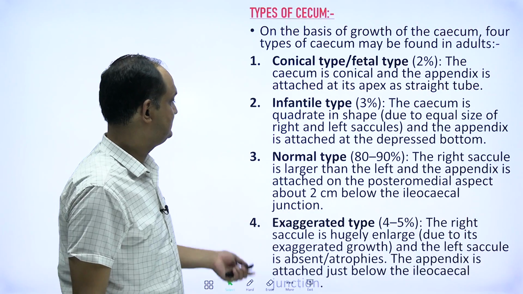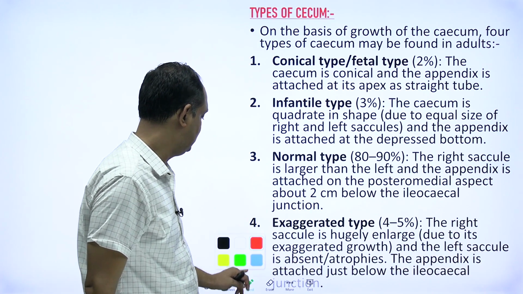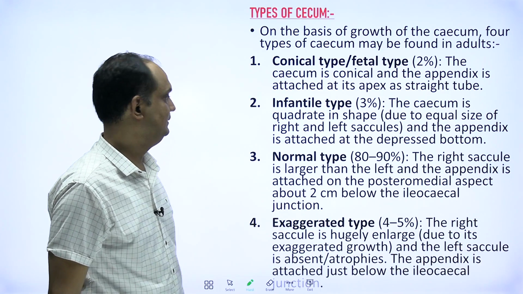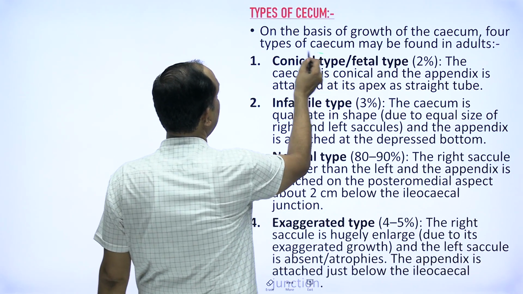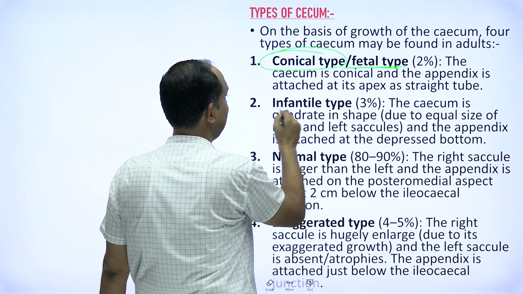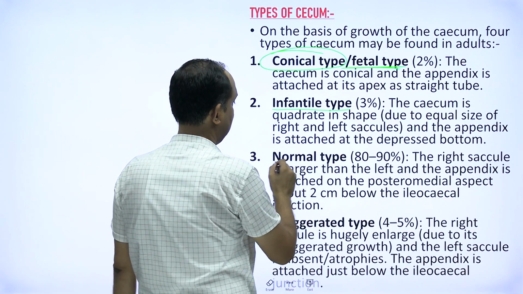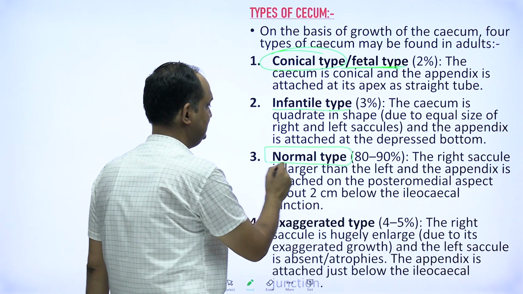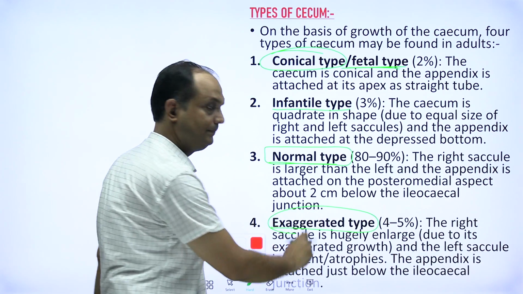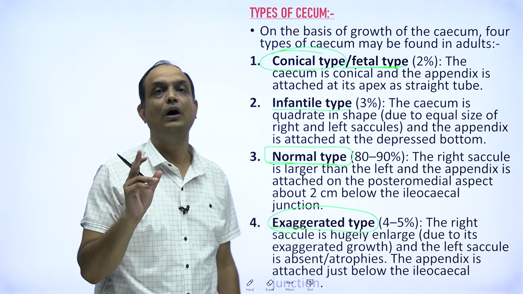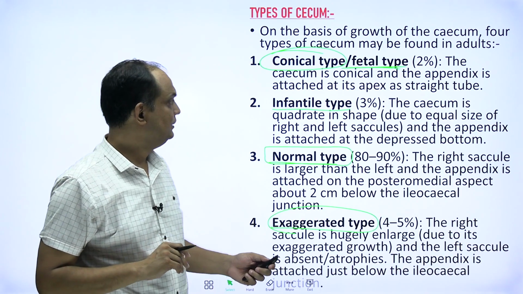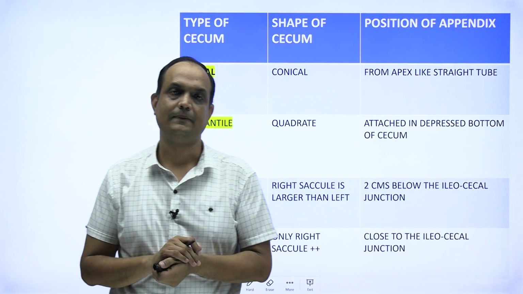So on the basis of this development, you have further types of cecum. There are four types of the cecum. One is known as conical or the fetal type. Second is the infantile type. Third is the normal adult type of the cecum. And fourth is the exaggerated type of the cecum. So how do you differentiate these four types of the cecum? Let's see this chart.